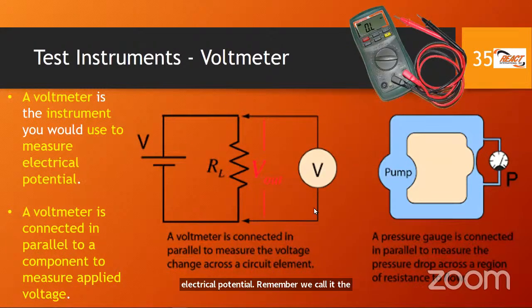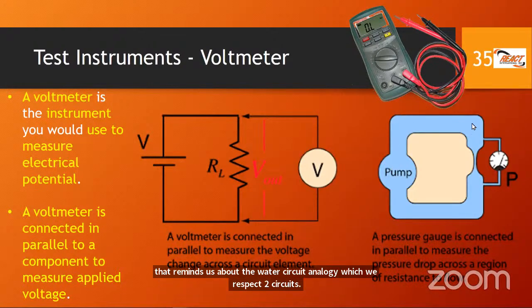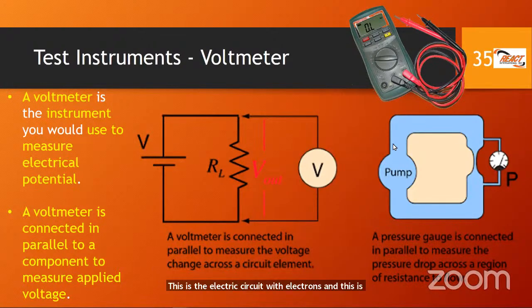And we have a little diagram here that reminds us about the water circuit analogy with respect to circuits. This is the electric circuit with electrons, and this is our water circuit using water. So we are just reintroducing or reminding ourselves that we have been using the water circuit analogy to describe electric circuits. So this is just a reference here for us as well.